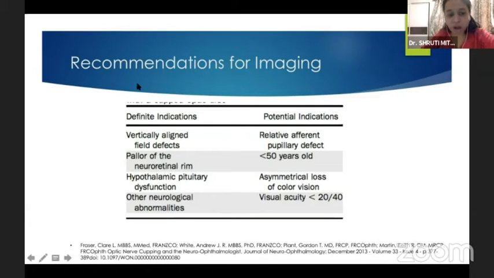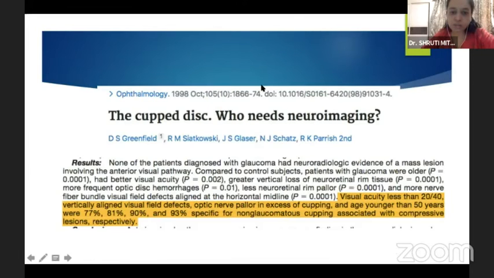But are these findings 100% specific for neuro-ophthalmic diseases? No, they are not. So this was a paper by Greenfield et al. And they have noted that the specificity of these signs, like vertically aligned field defects, optic nerve pallor in excess of cupping, and young age, is only 77 to 93% for non-glaucomatous cupping.